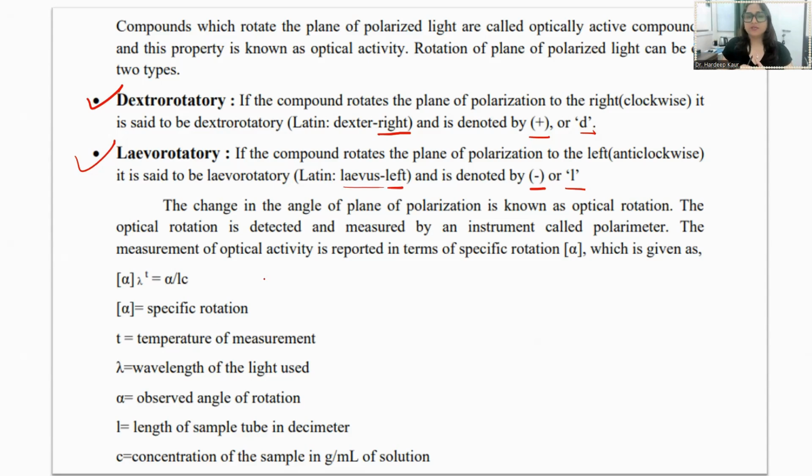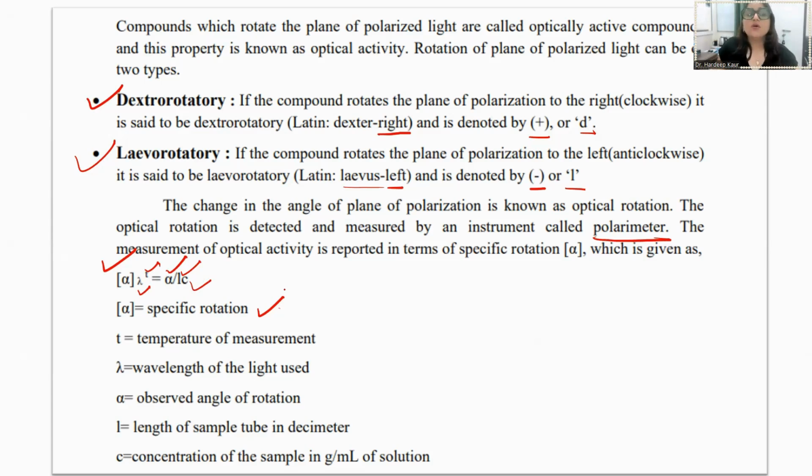Fine. So now, what angle has been changed? The change in the angle of the plane of polarization is called optical rotation. That can be measured by the instrument called a polarimeter. And by this formula, we can find out the specific rotation, alpha, with the temperature and wavelength in brackets. Here T is the temperature, lambda is the wavelength of the light, alpha is the observed angle, l is the length, and c is the concentration of the sample in grams per ml of the solution.